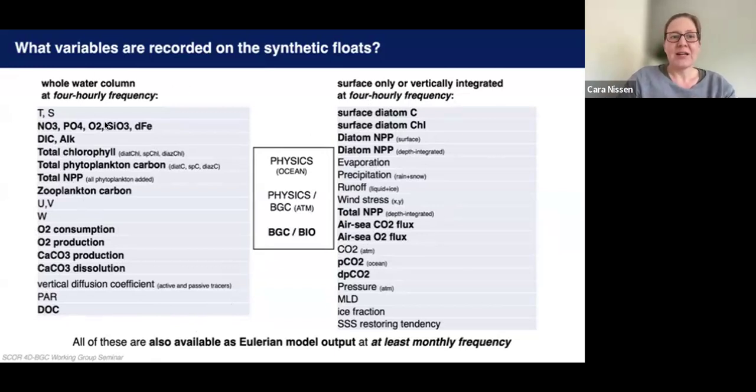Importantly, what I want to point out here is that we sample the water column with the floats every 4 hours. All of the variables listed here are available as 4-hourly data on the synthetic floats, but they're also available as the full Eulerian classical model output, the model truth, at least at monthly frequency. In general terms, the variables on the left are available at monthly frequency for the Eulerian fields, whereas a lot of the variables on the right are available as daily fields.